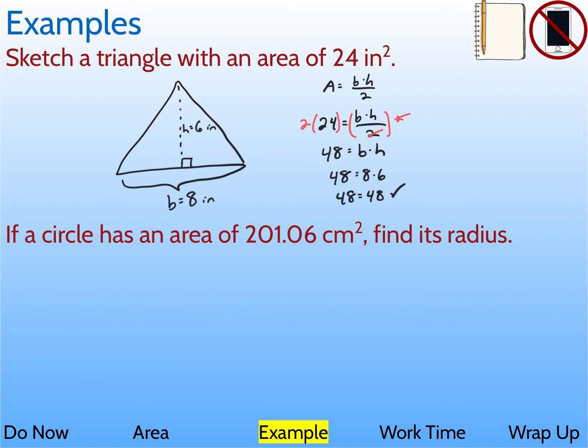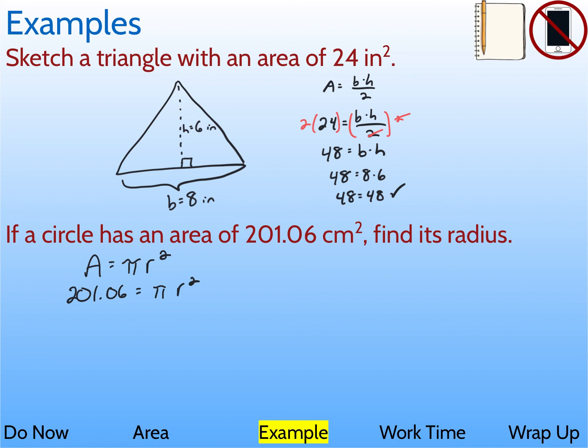Now, this one's a little trickier here. So it says a circle has an area of 201.06 square centimeters, and we need to find its radius. Remember, area of a circle is pi times the radius squared. So in our case, we have 201.06 equals pi times the radius squared.